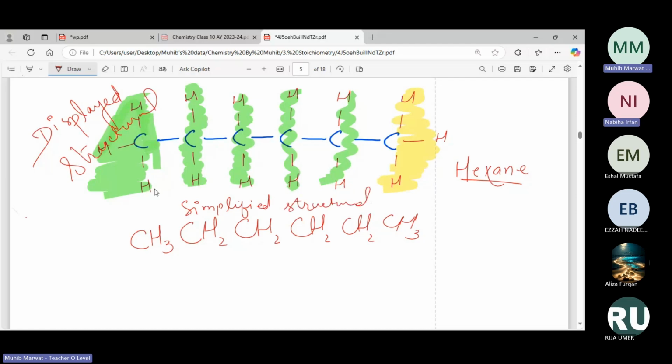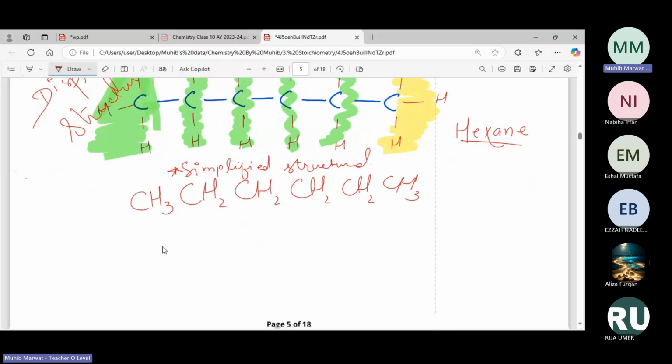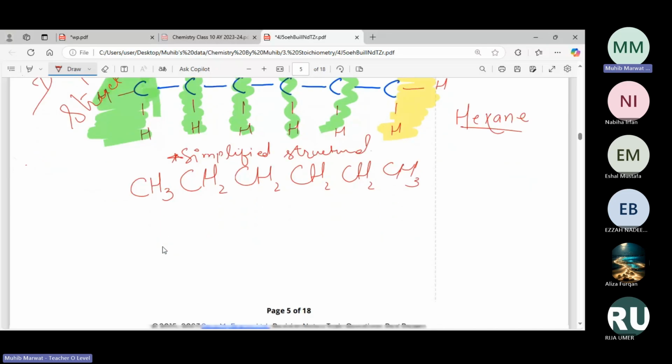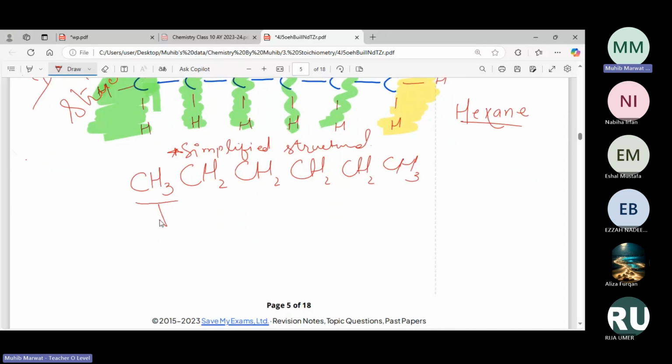In the displayed structural formula, you represent each and every bond and each and every carbon atom and the connectivity. Whereas in the simplified structural formula, you omit, you basically erase the bonds between carbon and hydrogen. You can also write a simplified structural formula like that: CH3, and how many CH2 groups? 4. So we will be writing CH2 4, and then CH3. This is a structural formula.